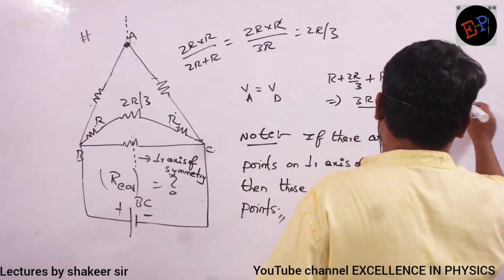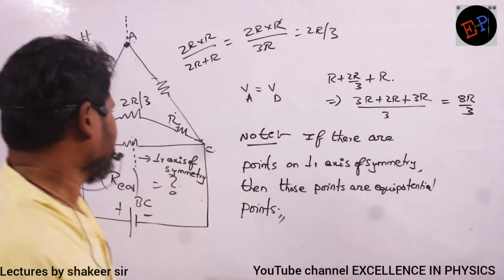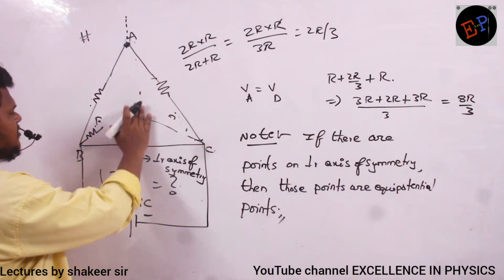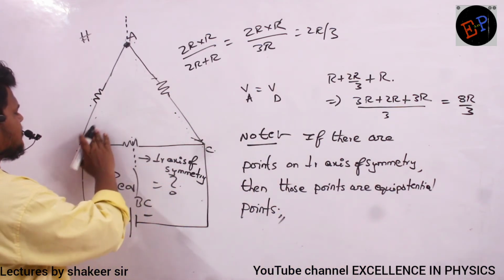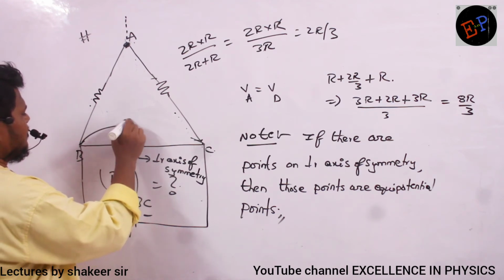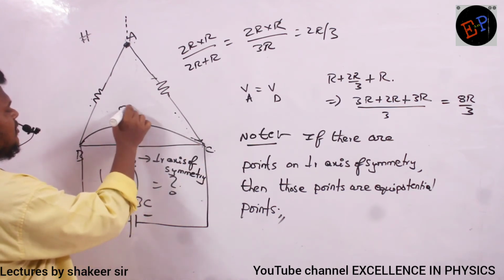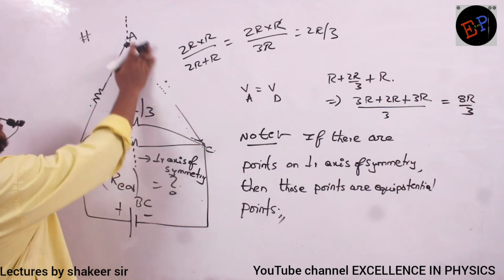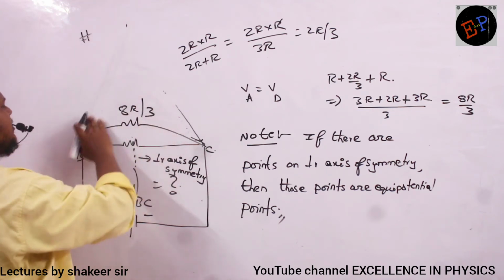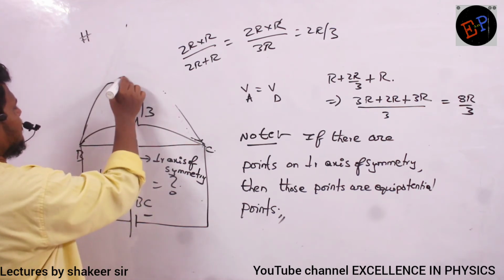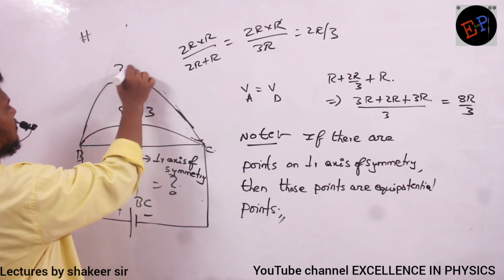8R divided by 3. Okay? So therefore instead of these three resistors, I can write a single resistor of resistance 8R divided by 3. And here also instead of these two resistors, I can write a single resistor of resistance 2R.